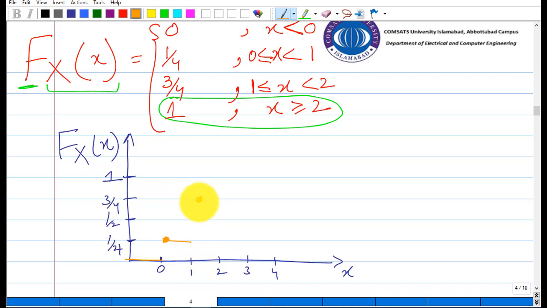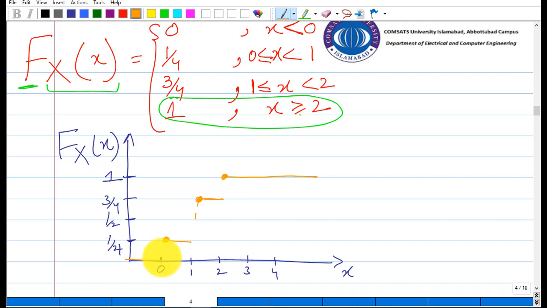And from 1 onward to 2, so we have this continuous function, means it's a straight line. And then again we have the jump at 2, and at exactly 2, because look at this equal sign, at this equal sign it is exactly 1, and then it will stay at 1. Now one thing more to add to clearly understand, because in the book they have used the computer to plot it. But if we are using by hand, we can add some more information in this graph, in this CDF function.